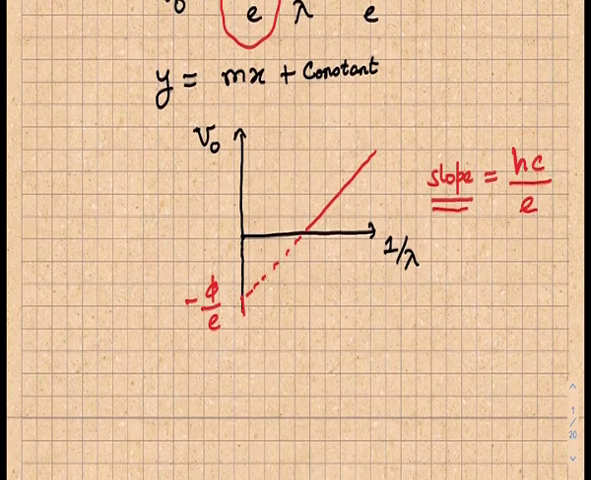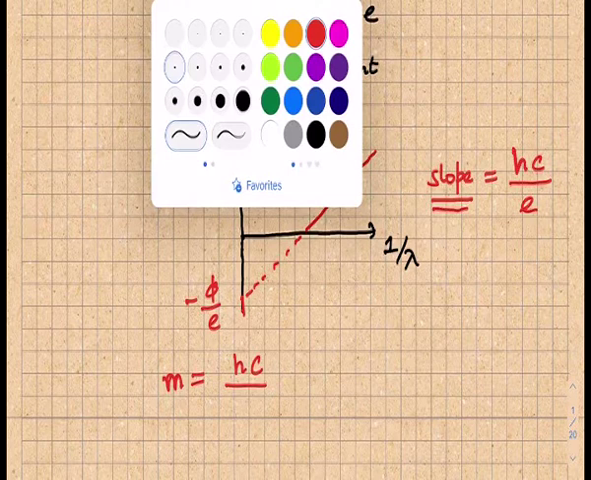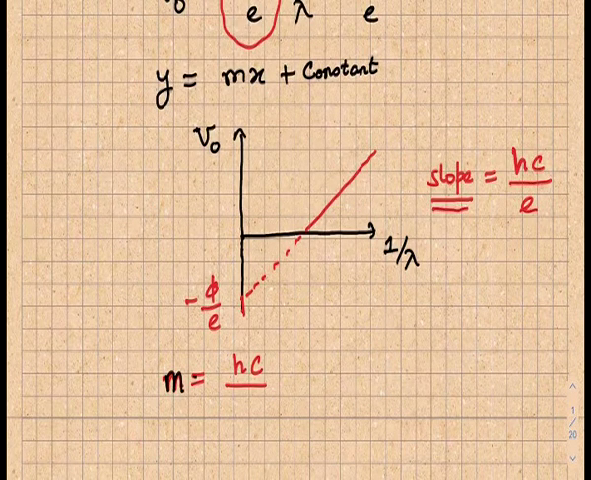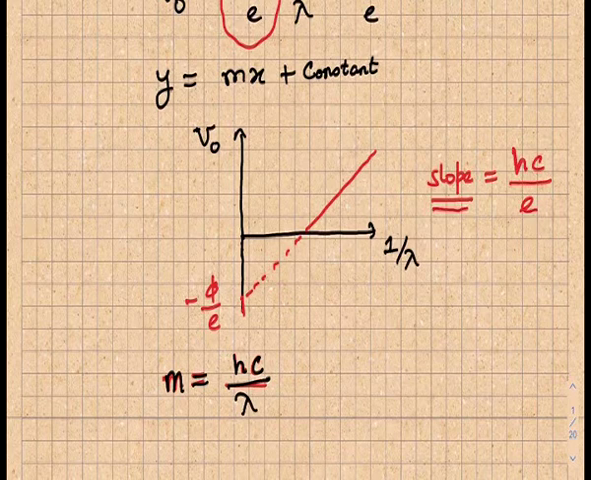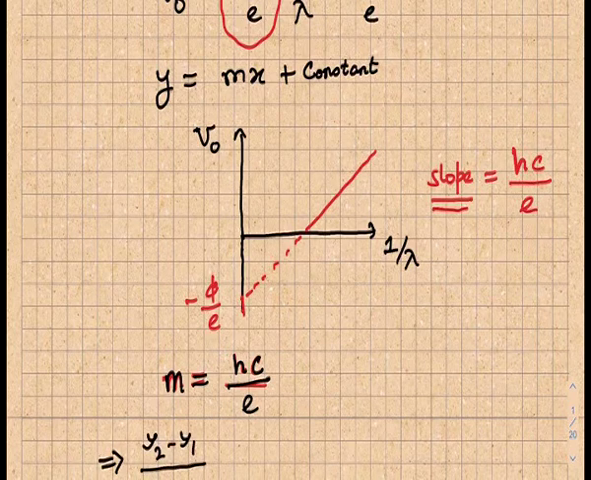So from geometry, I can write my slope as M, by M I mean slope. Sorry, it's not hc by lambda. What is slope? hc by e. And from coordinate geometry, I know that I can write my M as y2 minus y1 divided by x2 minus x1. And that is hc by e.